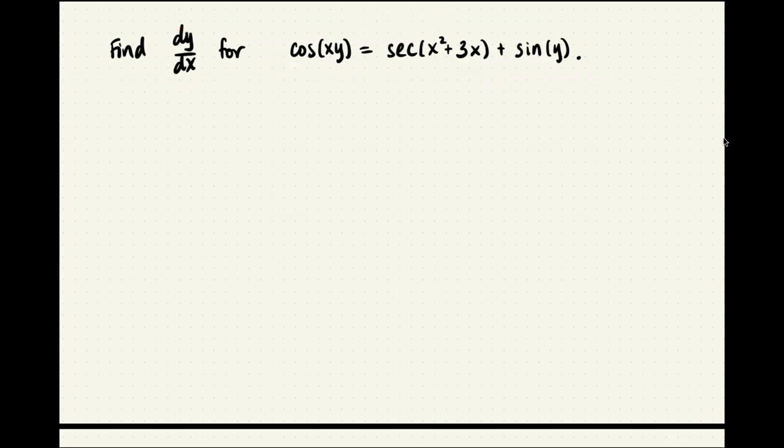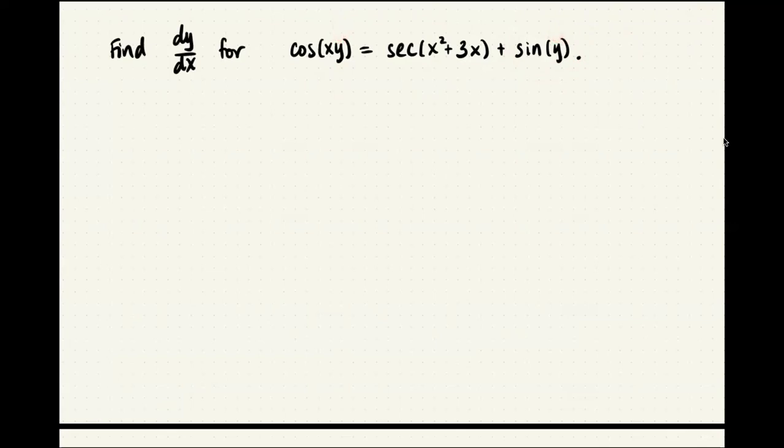If you remember, an explicit relationship is usually y equals stuff with x's. It's just y equals, and then there's only x's over here. There's no y's involved over there. When you have y showing up in multiple places, or even inside of another function, it's not y equals something. That's when you're going to need to use implicit differentiation, because y is implicitly defined.